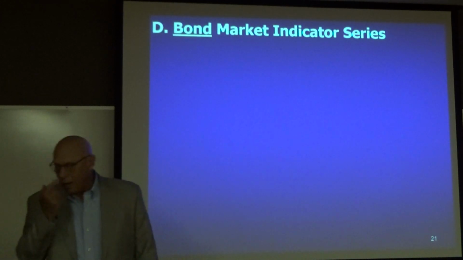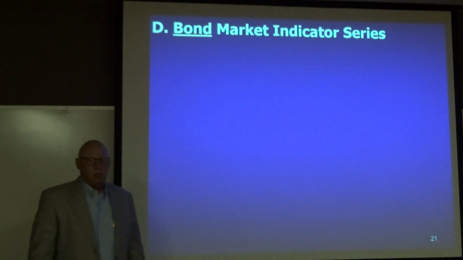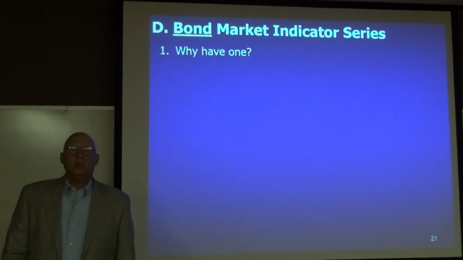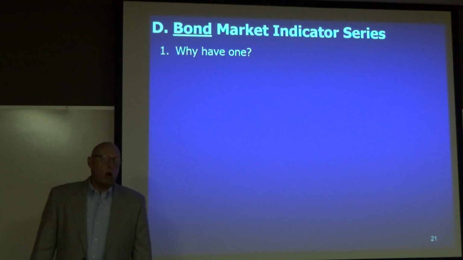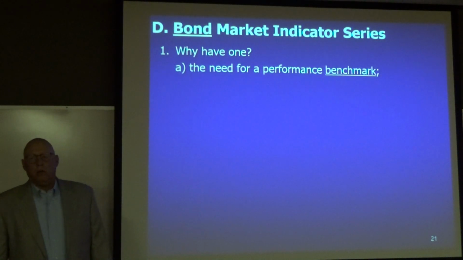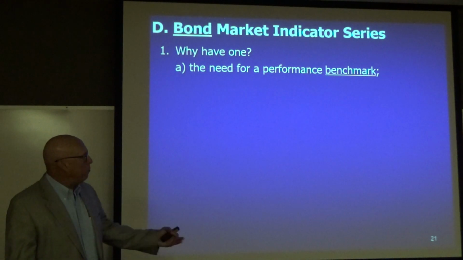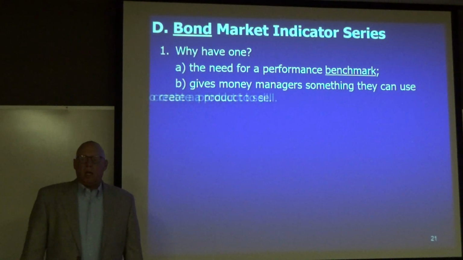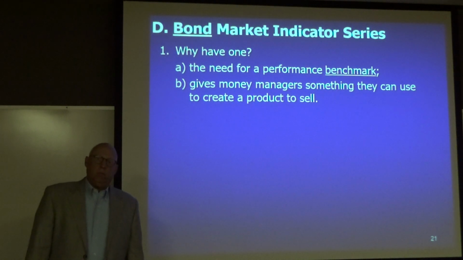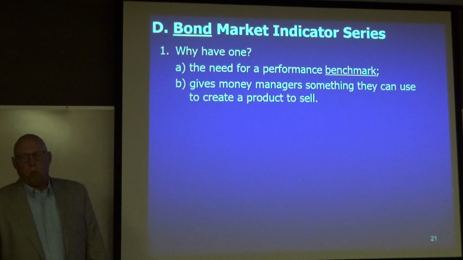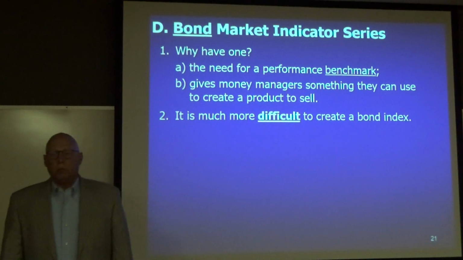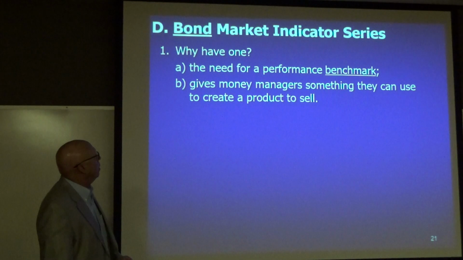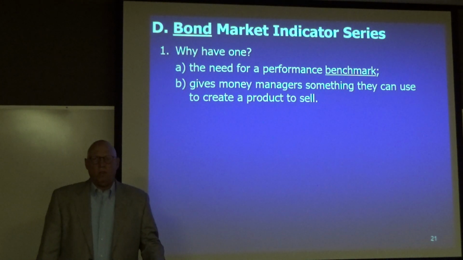So let's look at bond market indexes. All right, so first of all, why have one? Well, the same reasons why we want to have an index for the stock market. One, the need for a performance benchmark. How are we doing? It gives money managers something they can use to create a product to sell, an index fund. And I would also say once again that we need to have an assessment of how the market's doing. That's why we need one.